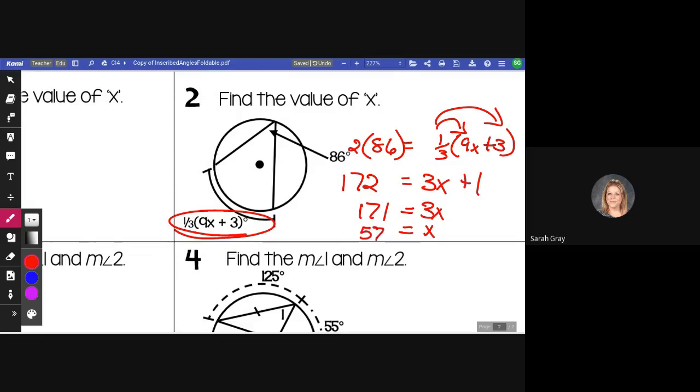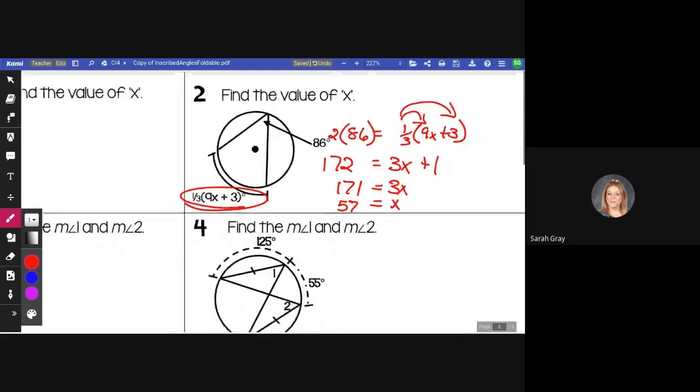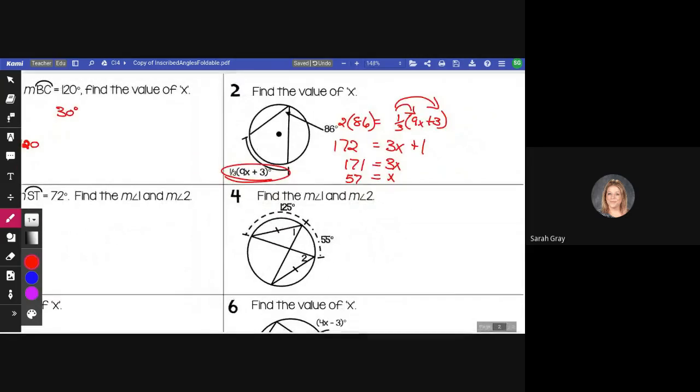X is 57. Okay. Questions on those two? All right.